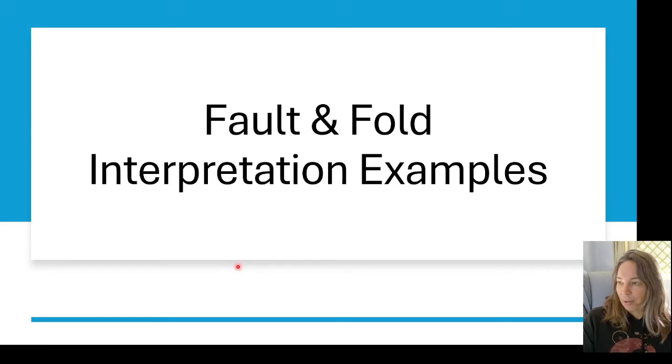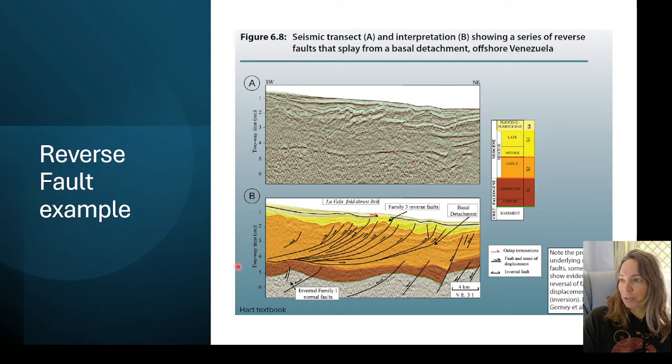Okay, so now let's look at some more interpretation examples for different settings. Here's an example of a reverse fault. We're looking offshore Venezuela, and we see a series of very classic reverse faults that splay from a basal detachment. In the uninterpreted section on top, you can see the geometry, but once you have the interpretation added in part B, the structural relationships become a lot clearer.